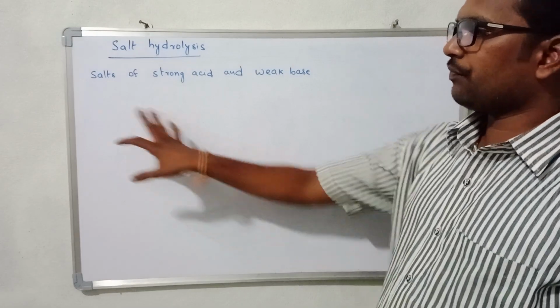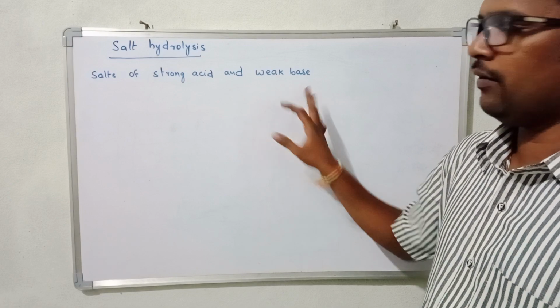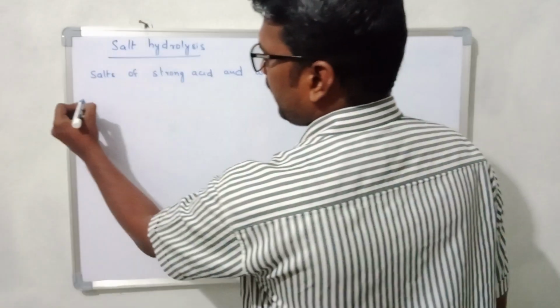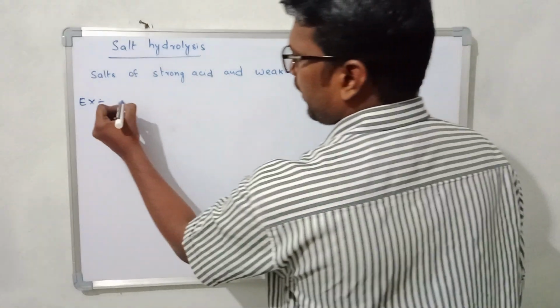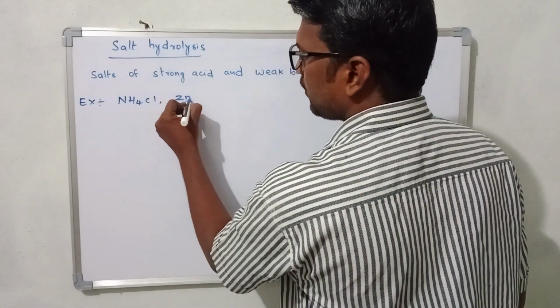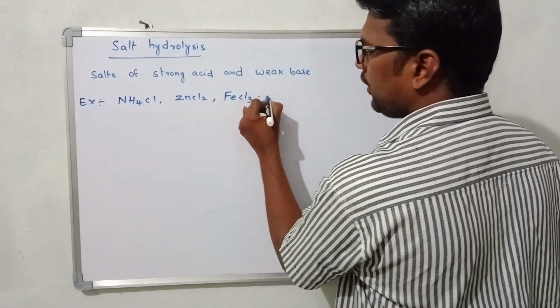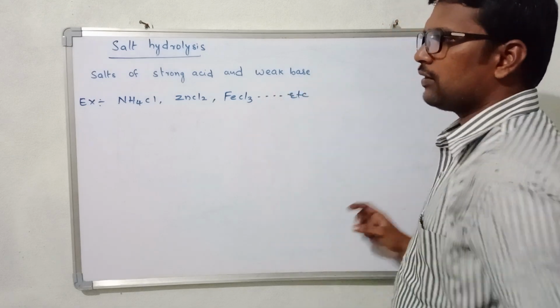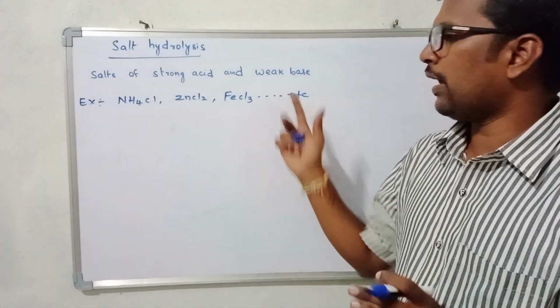Salt hydrolysis. In salt hydrolysis, here we studied salts of strong acid and weak base. If you write examples for salts of strong acid and weak base, we take the examples NH4Cl, ammonium chloride, ZnCl2, zinc chloride, FeCl3, ferric chloride, like this. These are the examples for the salts which are formed by taking strong acid and weak base.